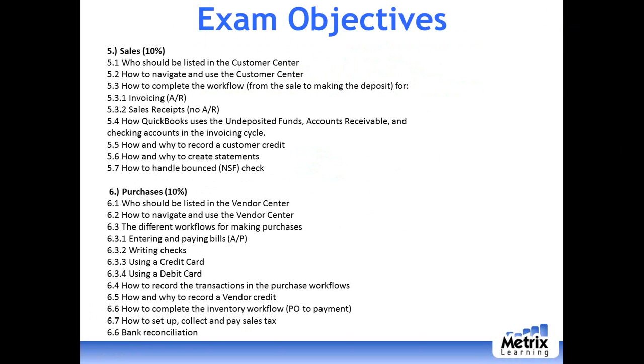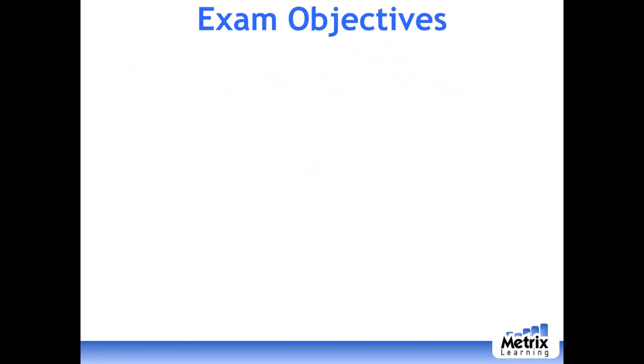How to navigate and use the vendor center, the different workflows for making purchases. So this includes entering and paying bills, writing checks, using a credit card, and using a debit card. How to record the transactions in the purchase workflows. How and why to record a vendor credit. How to complete the inventory workflow from purchase order to payment. How to set up, collect, and pay sales tax, and bank reconciliation.